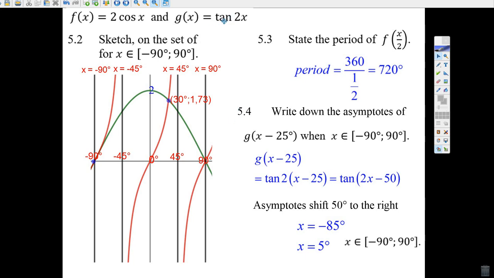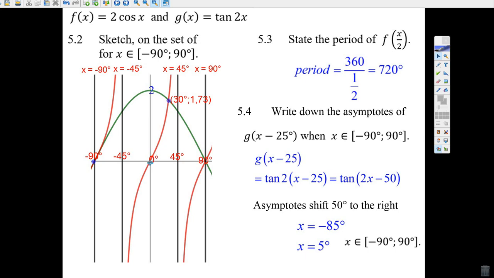Some people don't spend much time working with tangents, so this might be a little hard. But the first thing shouldn't be too hard, because you know that when you have a 2 here, the normal period of tangent, something happens every 180 degrees. But now we go 180 divided by 2, then instead of 180, it'll be 90 degrees.